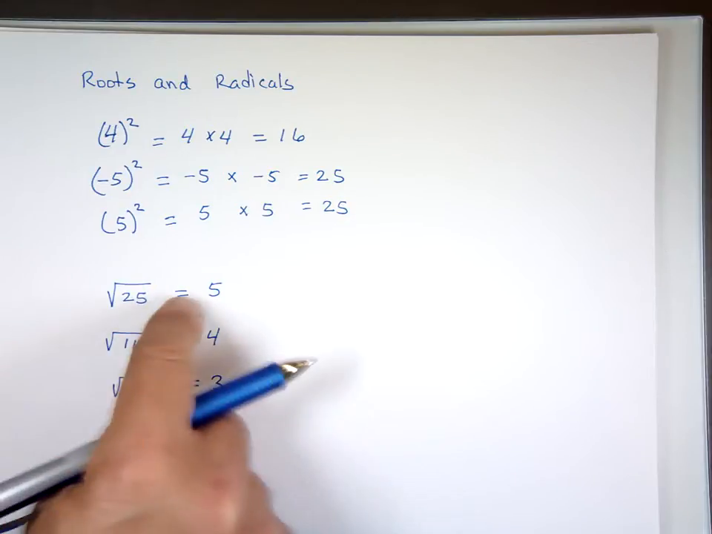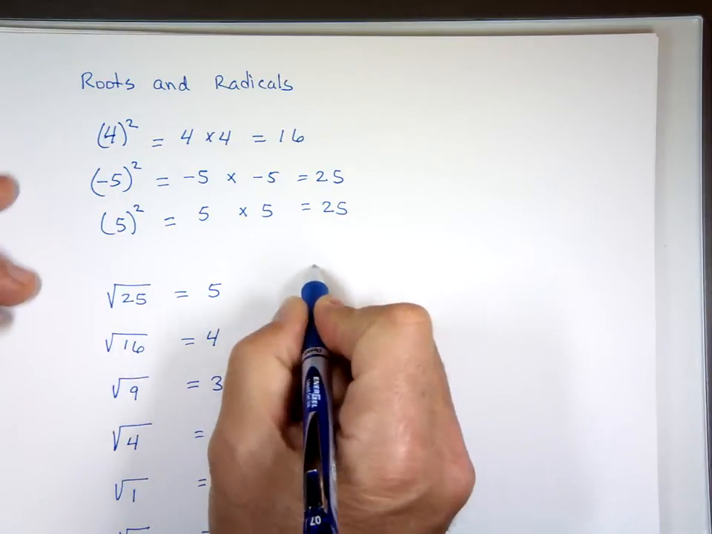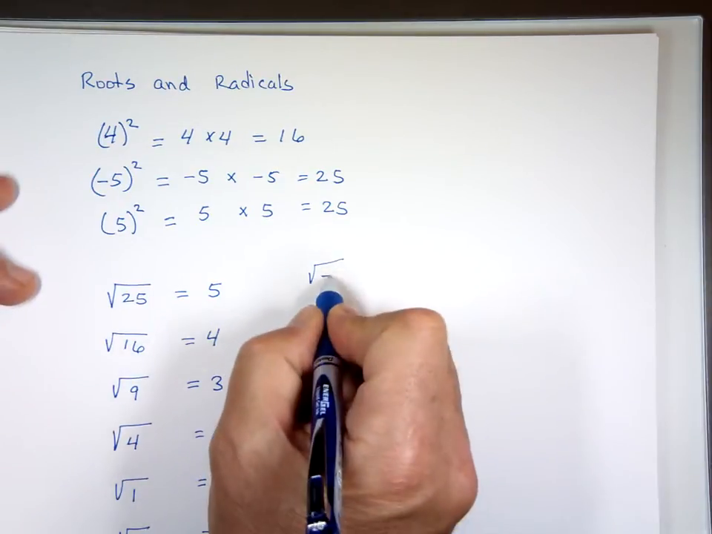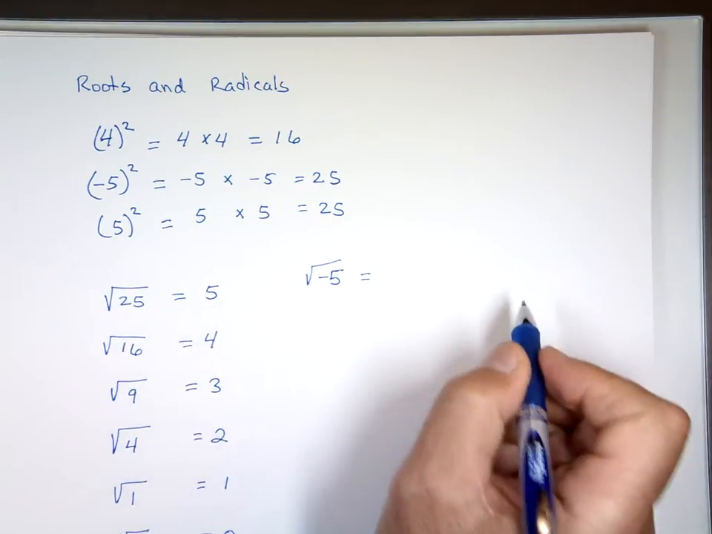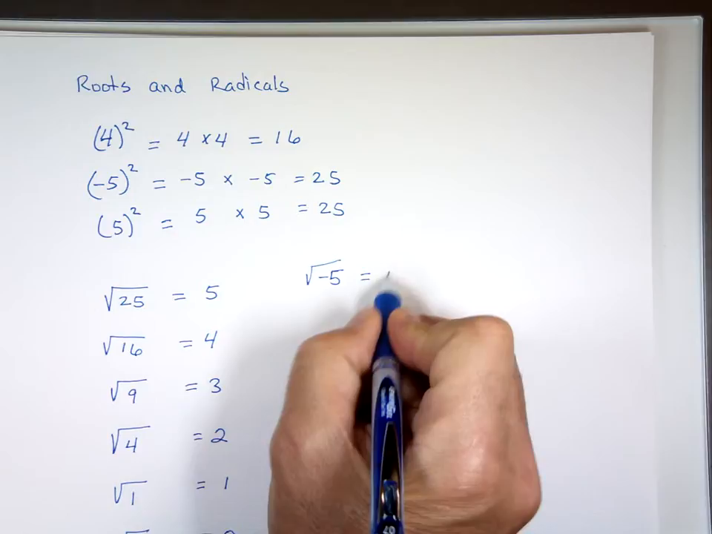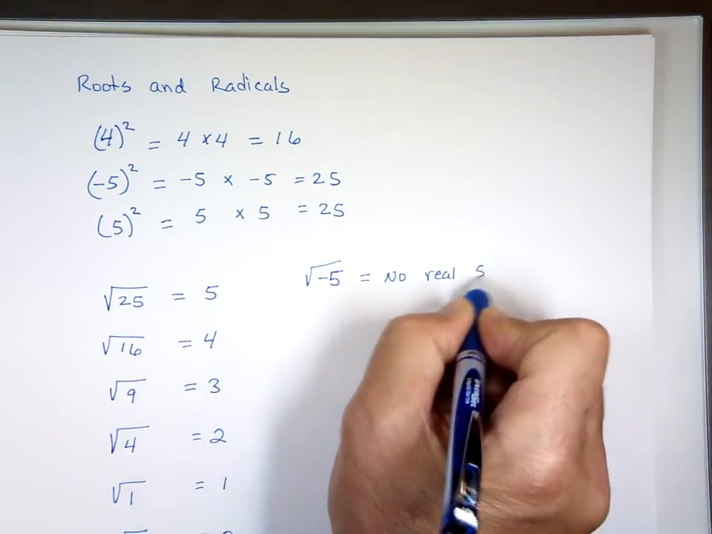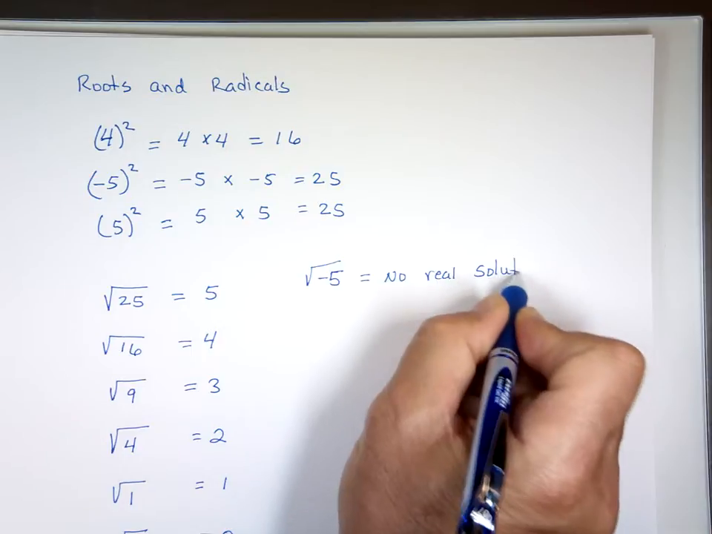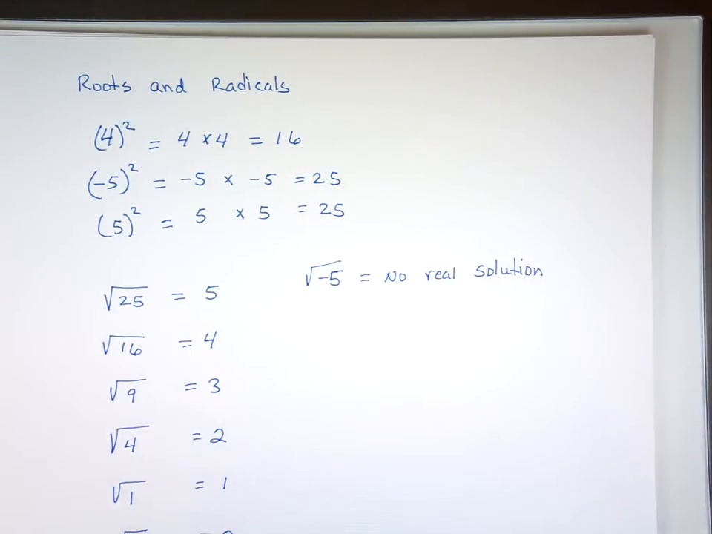For the previous one, when I said the 25, I was right. But now it says give me a non-negative number. What's the square root of negative 5? No real solution. You can't take the square root of a negative number. The machine gives you a syntax error or gives you an imaginary solution.